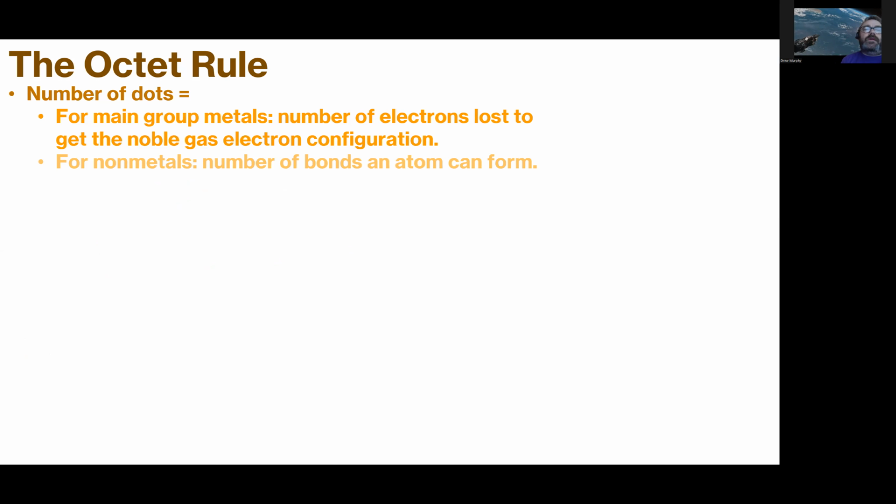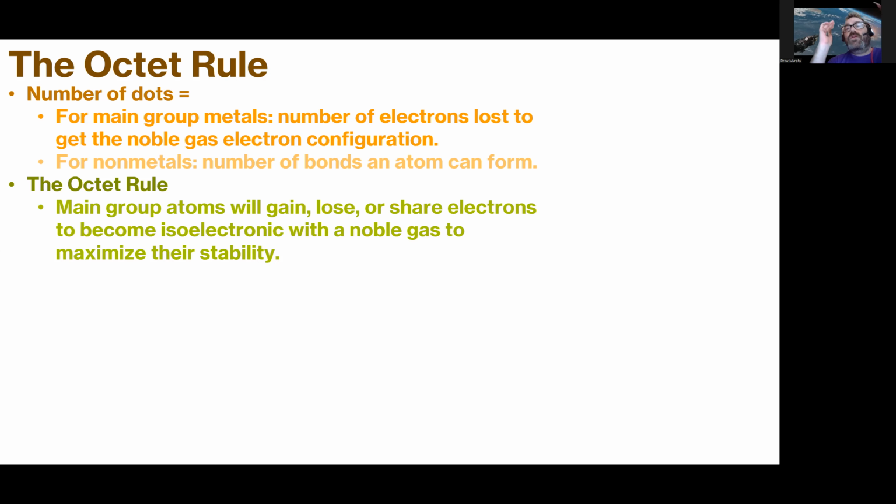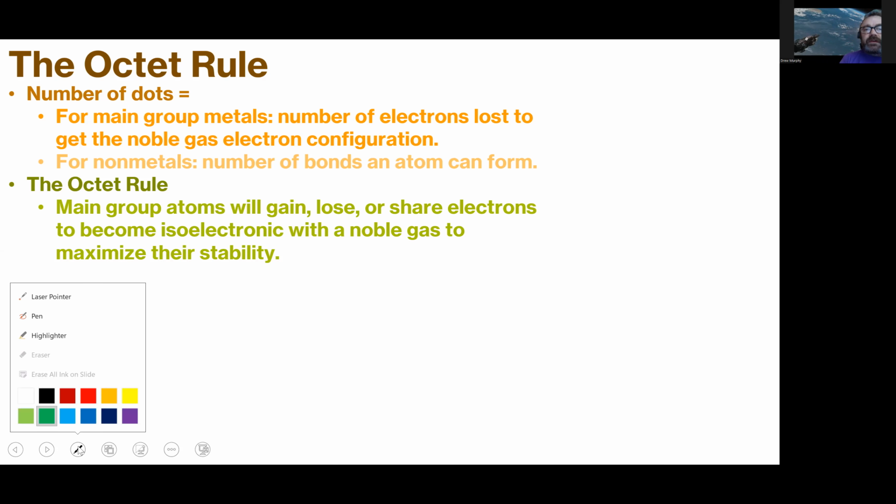Really, this is getting us into what we're calling the octet rule. The number of dots, for main group elements, is how many electrons can be gained or lost. For nonmetals, this is going to be how many bonds we can form, mainly for the unpaired electrons. Remember, everything is trying to gain or lose electrons to get to a stable noble gas configuration, and all of that is isoelectronic. So we're going to gain, lose, or share. And depending on what kind of compound we're forming, gaining, losing, or sharing will work that out.